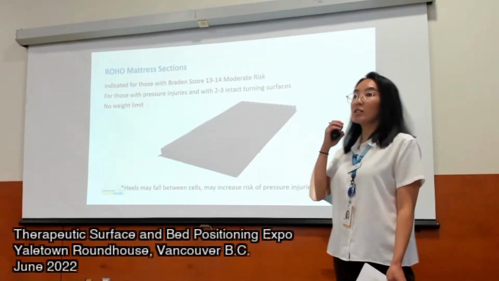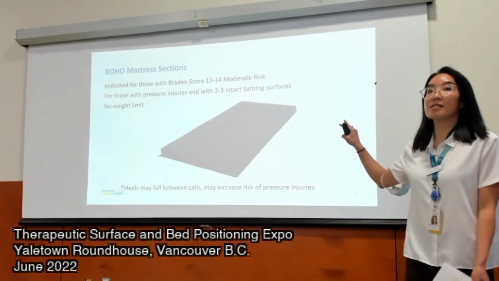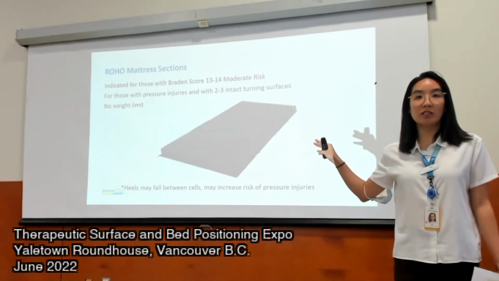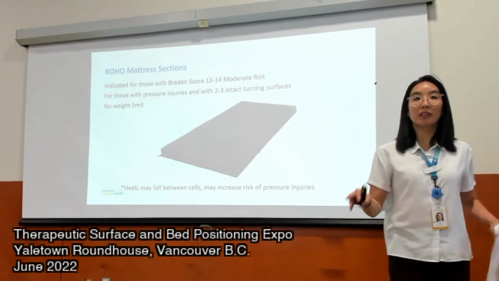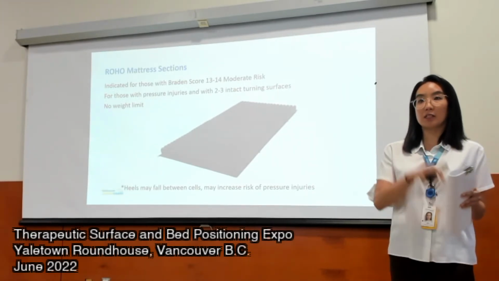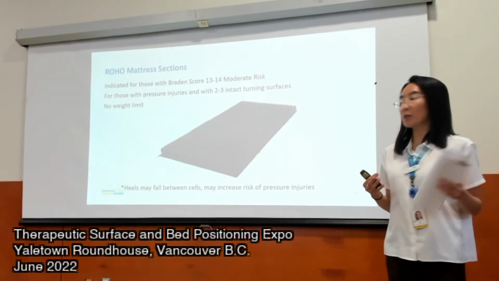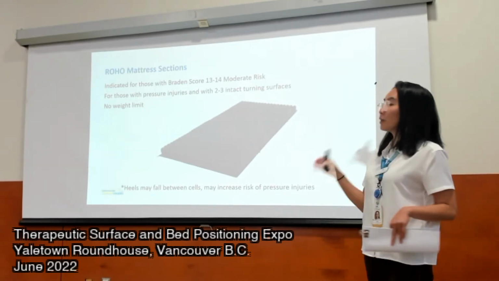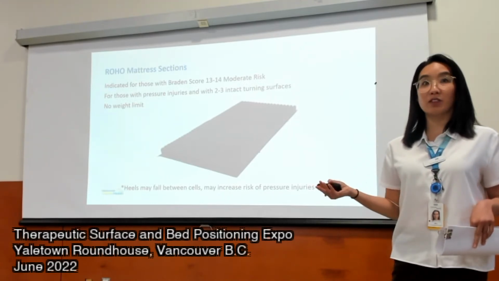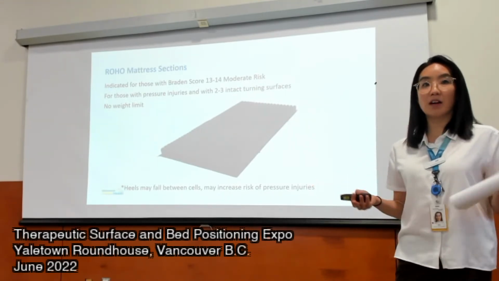So, Roho mattress, we're going to talk about this. This counts as a moderate pressure relieving mattress. Other types of moderate pressure relieving mattresses might be something like the Alex's Blake over there. That would also be considered moderate pressure relief, okay? But we like to talk about Rohos because you see them everywhere, on wheelchairs, on beds, in all of long-term care.